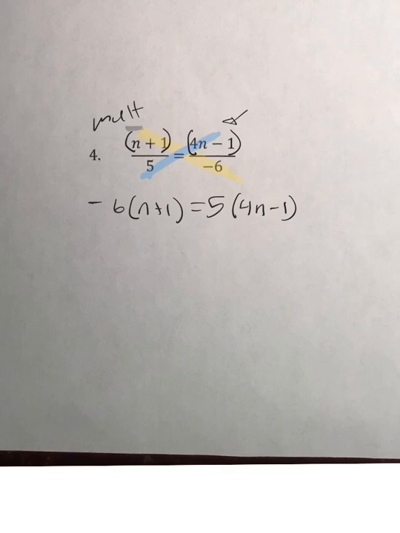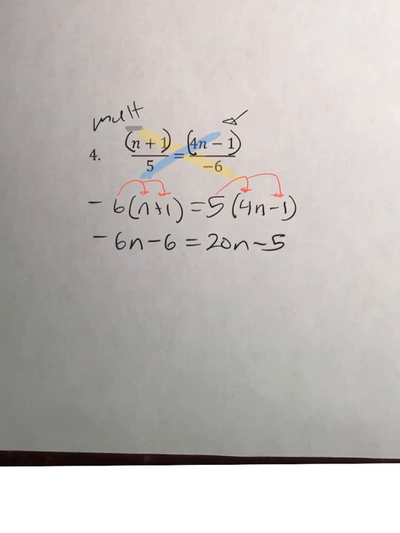And now we have to distribute and we have to watch our distributing error, sign errors. So this gives us negative 6 times n and negative 6 times 1. And then we're going to do 5 times 4n and 5 times negative 1. So you can pause the tape, try it yourself, and then see if you're getting the right answer. See if you're making any sign errors. Negative times a positive is a negative. 5 times 4n is 20 n's, and 5 times negative 1 is negative 5.